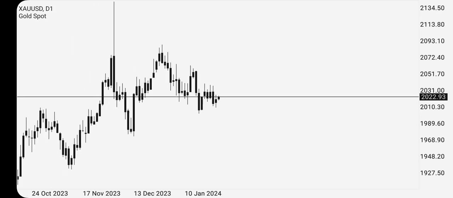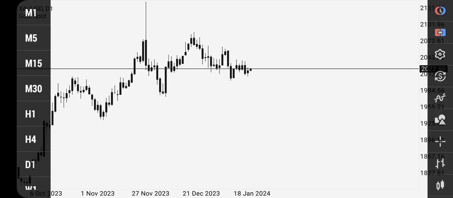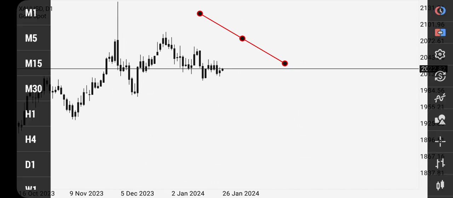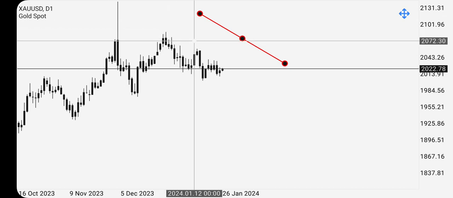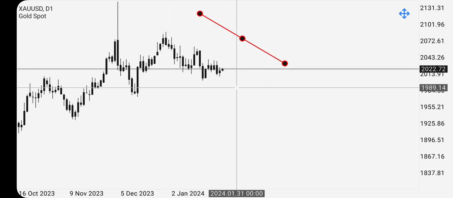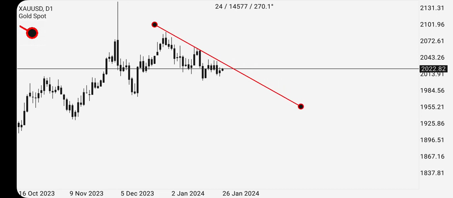So the first thing I will start on daily, I will check the market, and then I'll apply my trend line. Before I apply the trend line, I will see point one here, I'll check point two, and I check that it has a connection between three points. Then I'll apply my trend line. There you go.